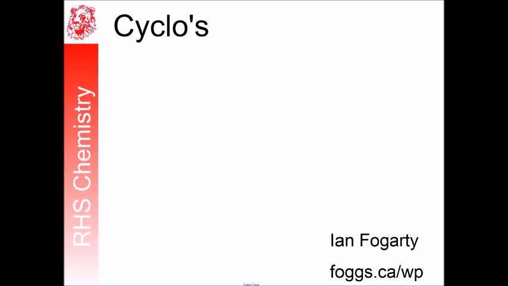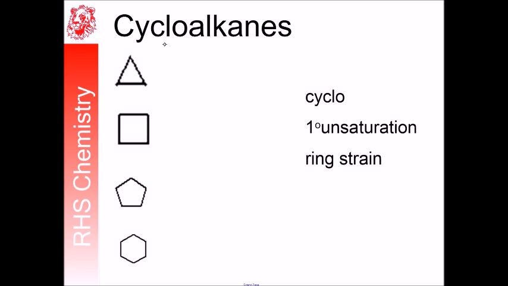I'd like to talk to you today about rings in organic chemistry. The first set of rings that we're going to look at are called cycloalkanes. They get the prefix of cyclo. They have 1 degree of unsaturation for every ring, and there's something that we're going to talk about called ring strain. And so here we have an example of a ring.